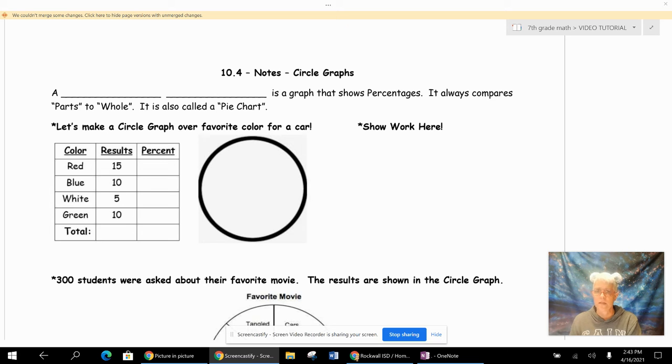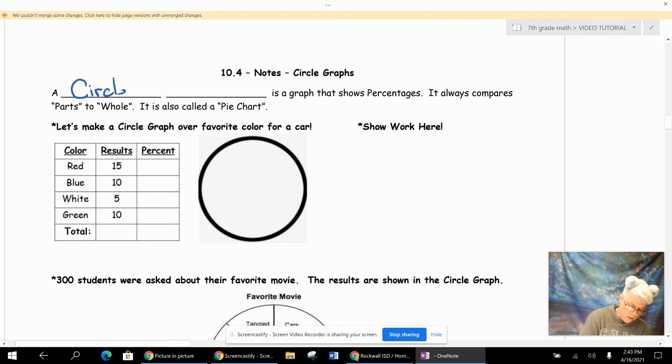For example, if I saw a circle graph and half of it was red, then I know that that data represents 50% of the data. So let's take a look and we're going to figure some stuff out here. So a circle graph, let's start filling in our notes.